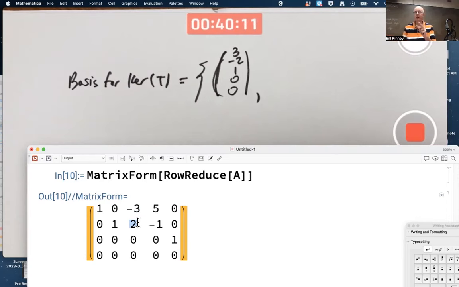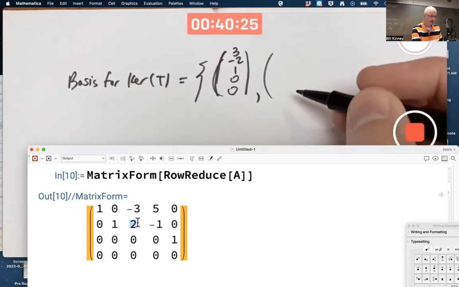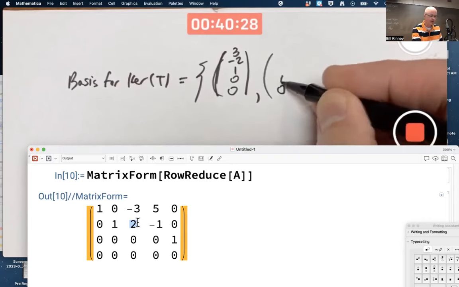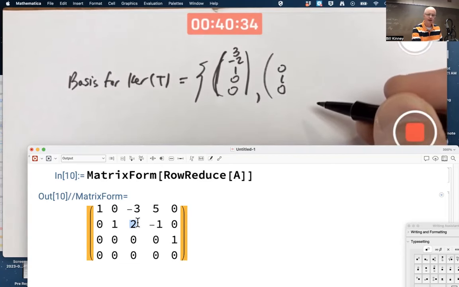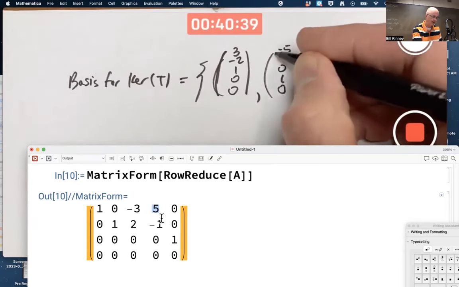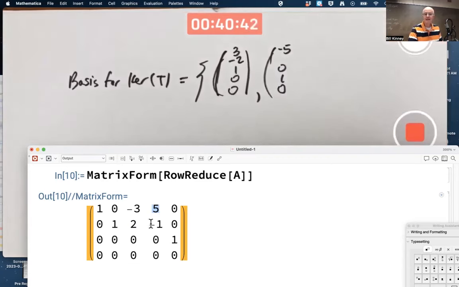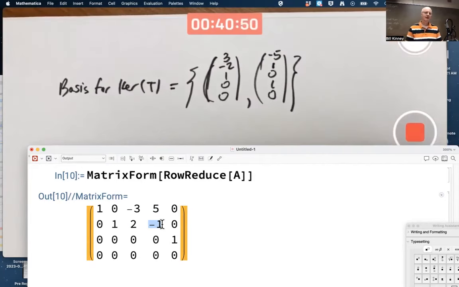In fact, since there are 2 free variables, there are going to be 2 vectors that I write down. This first one would have an x3 in front of it in the parametric vector form of the solution set. The other one has an x4 in front of it. Still x5 is 0, x4 is itself, so you put a 1 there. x3 is independent of x4, so you put a 0 there. x1 is negative 5 times x4, so I put a negative 5 in the first spot. And x2 is 1 times x4, so I put a 1 in this spot. These 2 vectors form a basis for the kernel.